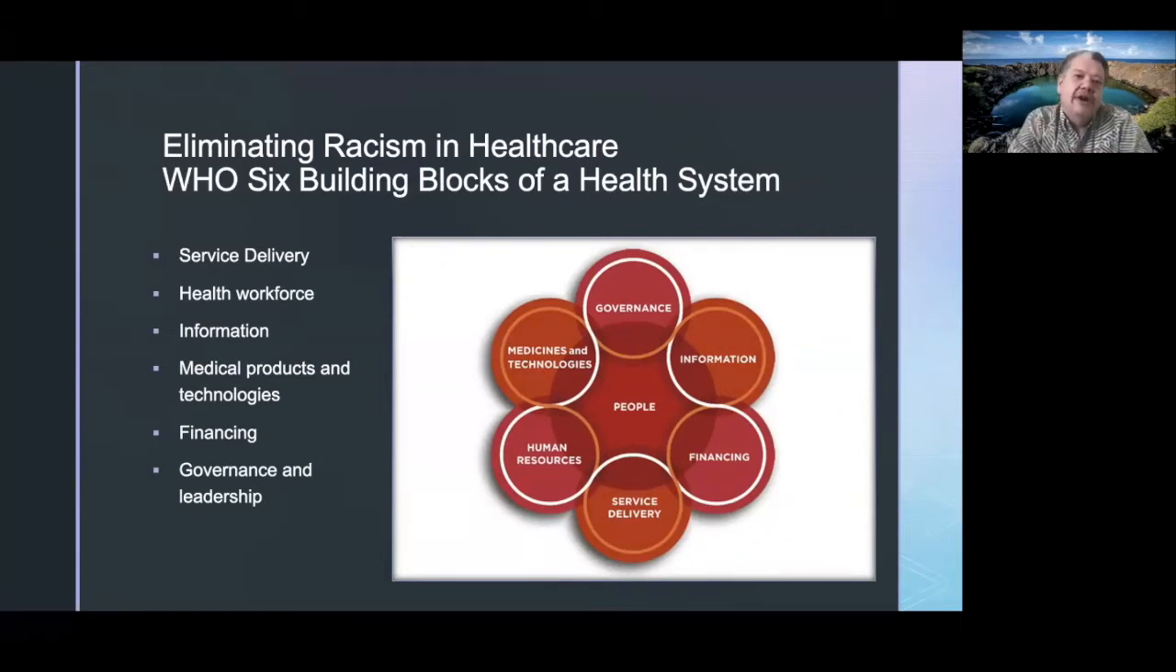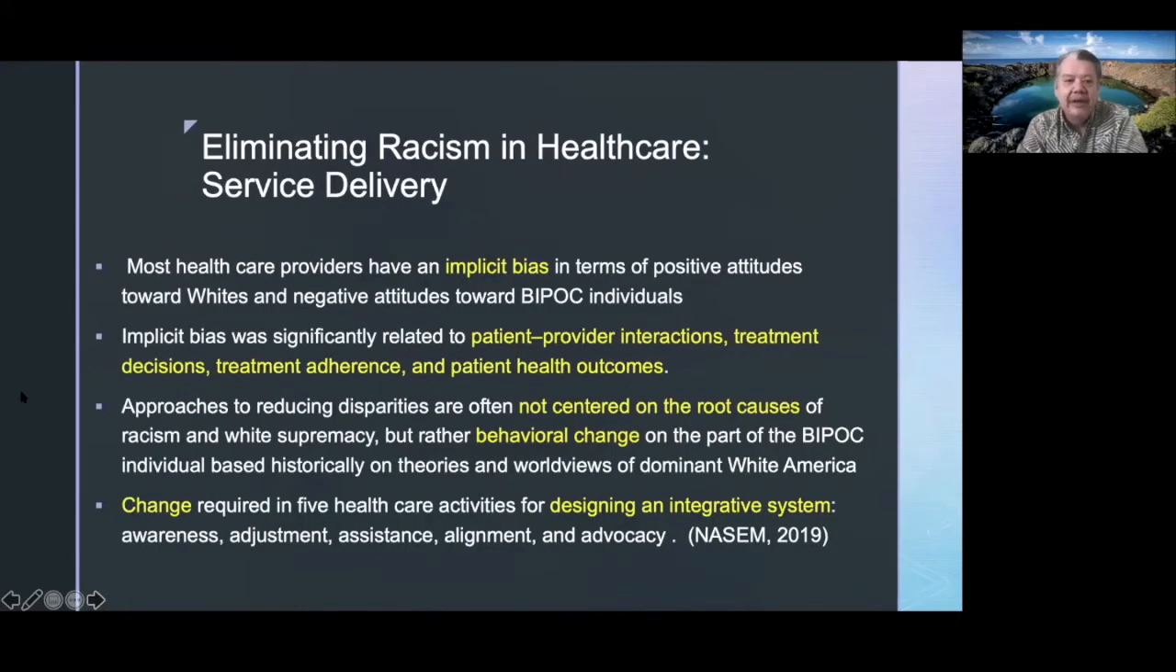Finally, I want to talk a little bit about the WHO's six building blocks of a health system, because the World Health Organization did create a model to look at how we can have functioning healthcare systems. And interestingly enough, these coincide very well with our own ways of looking at how racism impacts healthcare. So I use the WHO model as a model for speaking to how we can eliminate racism in healthcare. And I'll start with the first, which is service delivery.